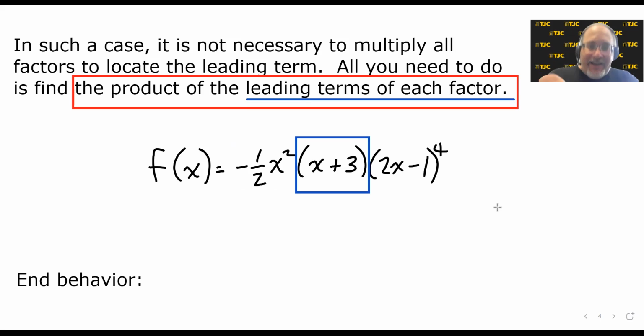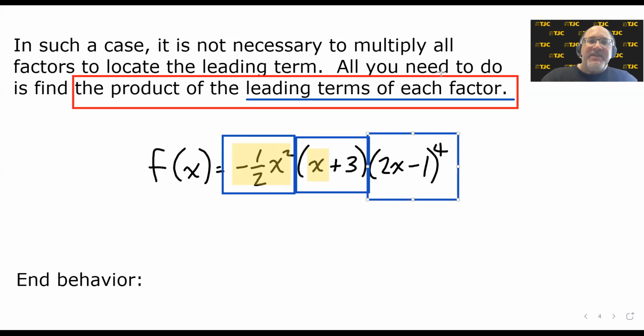In fact, I meant to highlight the -1/2 x squared as the leading term of the first factor, and I'm going to put the blue box back around it. So the leading term in the first factor is the only term, -1/2 x squared. The leading term in the second factor, the term with the highest power, is just the x. And the leading term in the third factor, inside the parentheses, the term with the highest power is 2x.